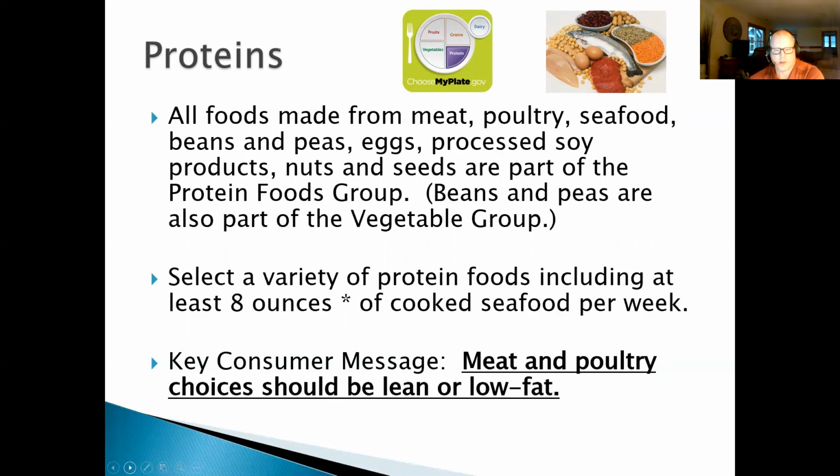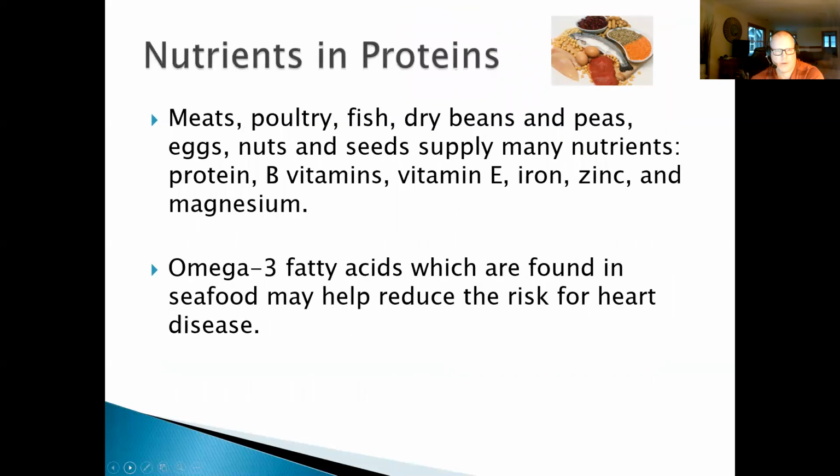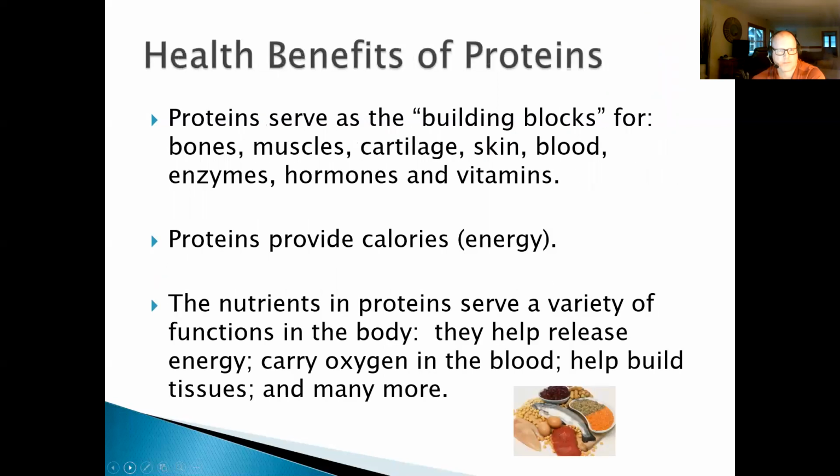Select a variety of protein foods, including at least 8 ounces of cooked seafood per week. Key consumer message: meat and poultry choices should be lean or low fat. Nutrients in proteins: meats, poultry, fish, dry beans and peas, eggs, nuts, and seeds supply many nutrients, provide protein, B vitamins, vitamin E, iron, zinc, and magnesium. Omega-3 fatty acids, which are found in seafood, may help reduce the risk for heart disease.